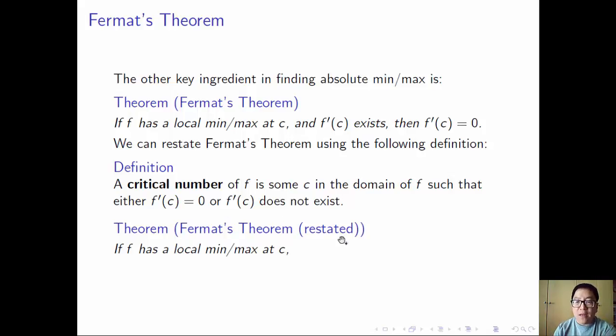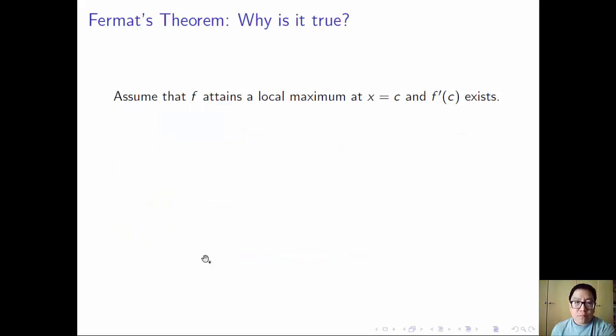And so here's a restatement of Fermat's theorem. If f has a local minimum or maximum at c, then c must be a critical number of f. Ta-da! So that's handy. And remember, the implication only goes one way: if you have a local minimum or maximum at c, then c must be a critical number. It doesn't go the other way.